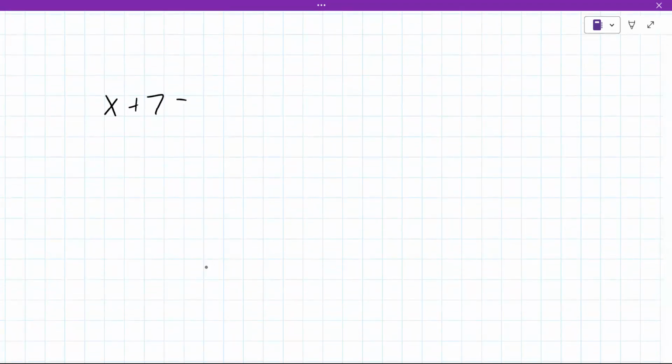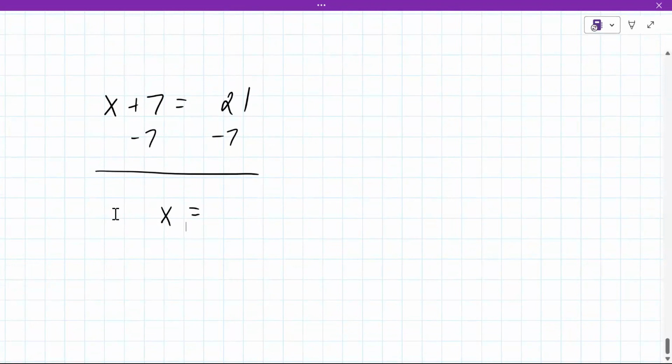How about let's look at this here. How about x plus 7 equals 21? Subtraction. Okay, subtract 7 from both sides. What does x become? 14. Good.